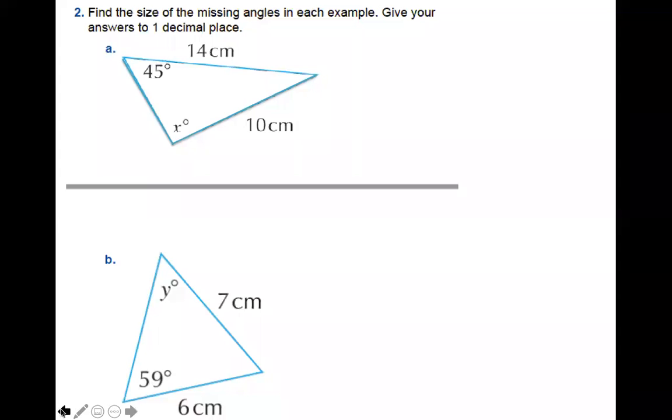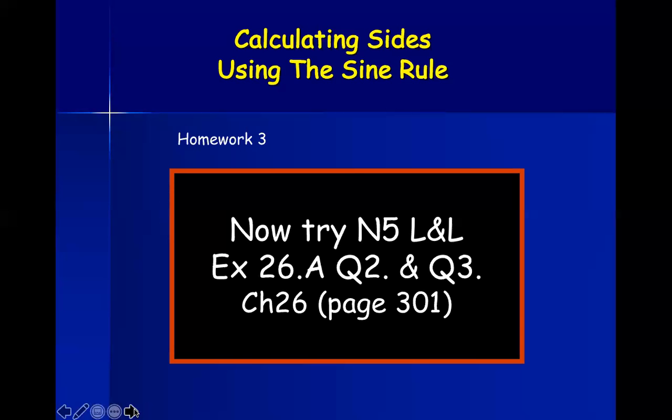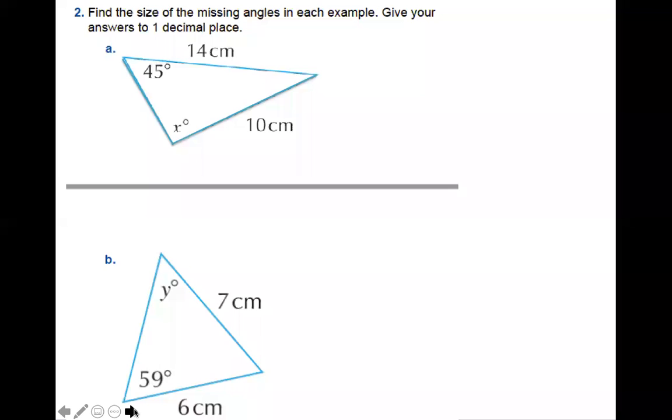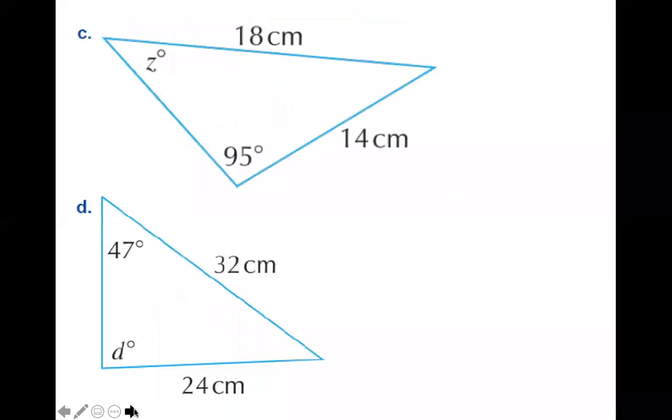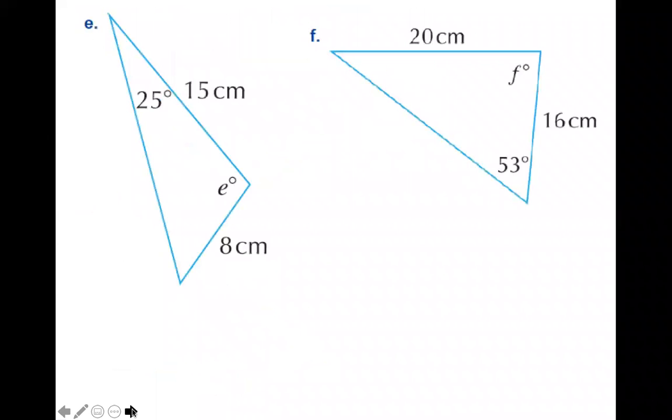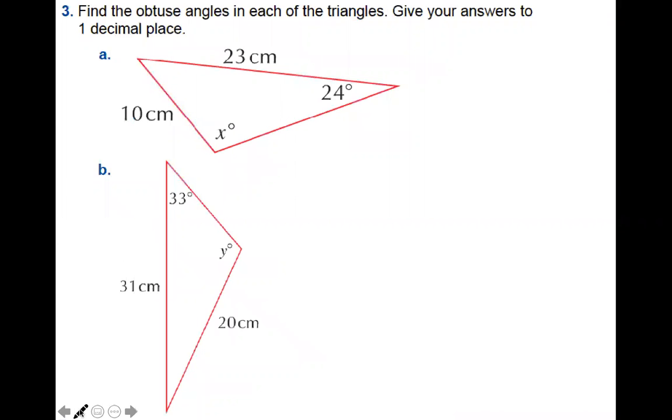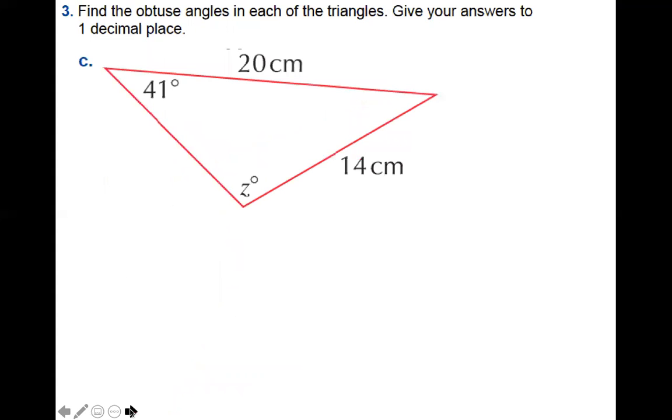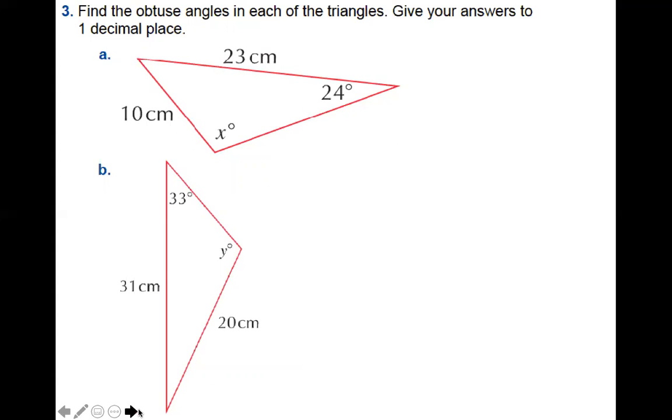So let's have a look at which example we're going to do together. Just try and see how many we've got. Oh, we can do an obtuse one if you want. Yeah, so let's do one of the obtuse ones. That means you've got an idea. So we're going to do B.